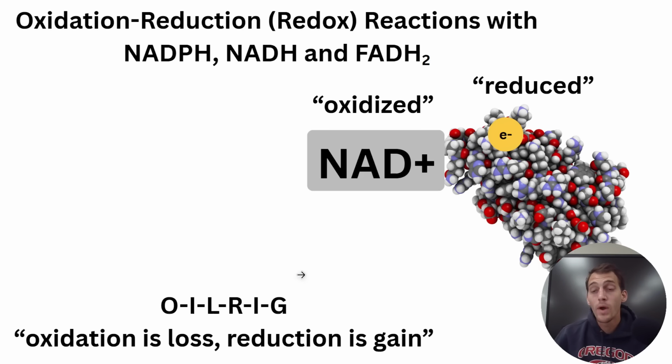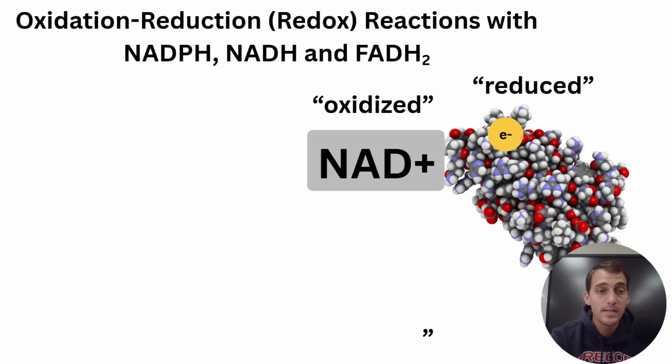And that's pretty much it. Whatever's gaining the electron is reduced. Whatever's losing the electron is oxidized. And a way that you can remember that is OIL RIG. Oxidation is loss, OIL. Reduction is gain, RIG. OIL RIG. So whatever's gaining an electron is reduced. Whatever's losing the electron is oxidized.